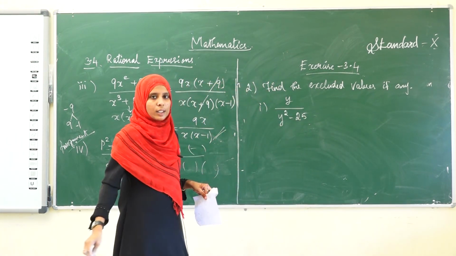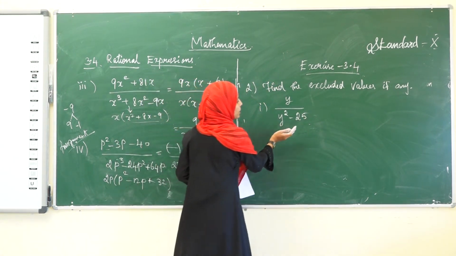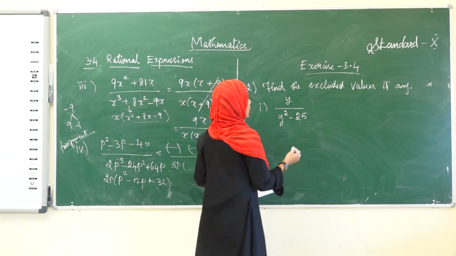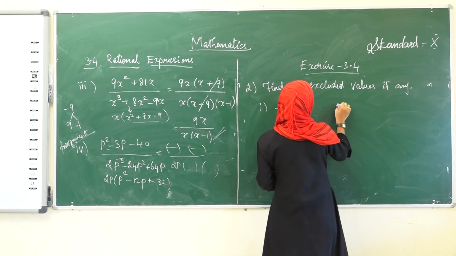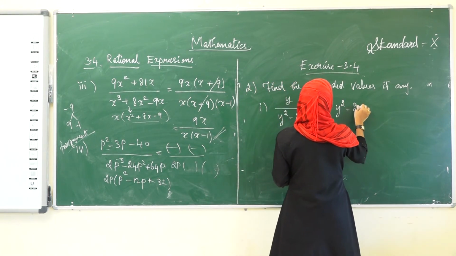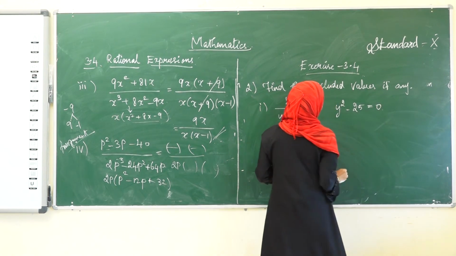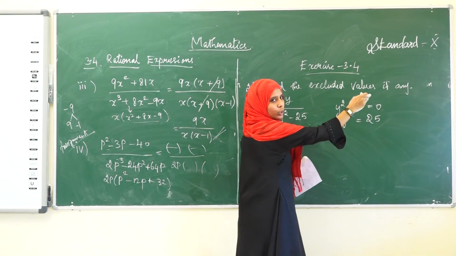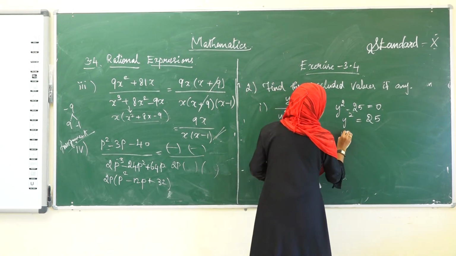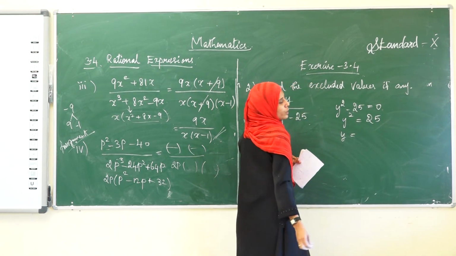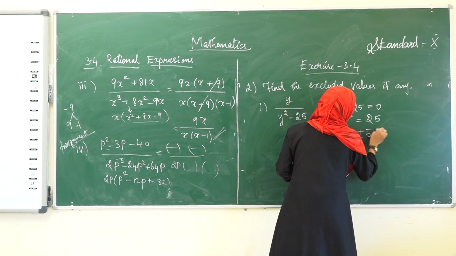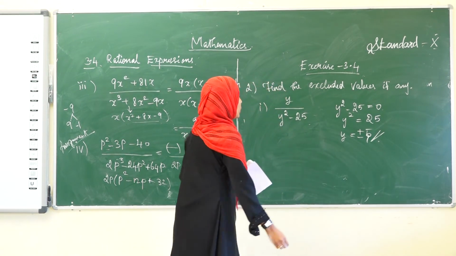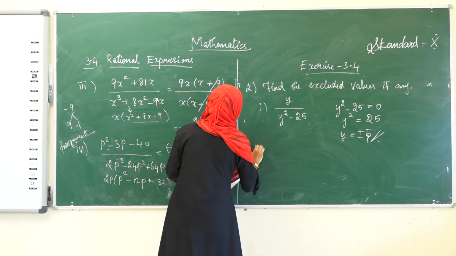So how do we find the excluded values? We take the denominator alone, we equate it to 0, then we find the values. From this we are taking the denominator, y square minus 25 equal to 0. Therefore, y square is equal to 25. Taking square root on both sides, what will be the answer? Plus or minus 5. These two are the excluded values of this given rational expression.